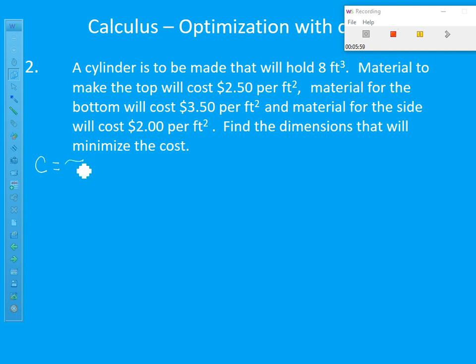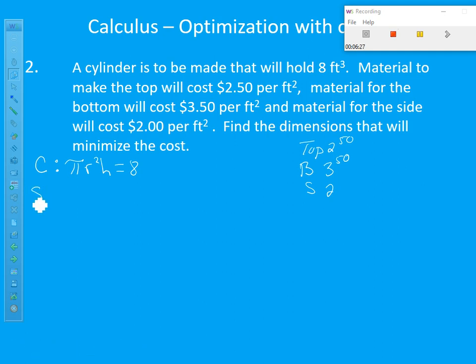I'm talking about the volume of a cylinder, pi r squared h, and I'm going to set that equal to 8. So there's my constraint equation. Now, be careful on the next parts. Material to make the top will cost $2.50. Material for the bottom will cost $3.50. And the material for the sides will cost $2 per square foot.